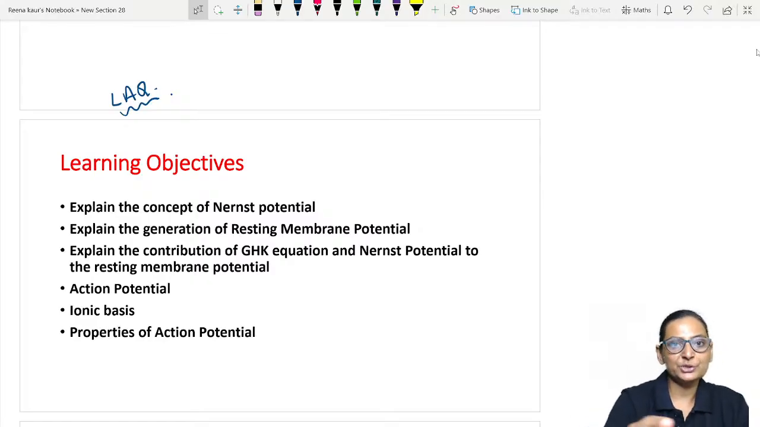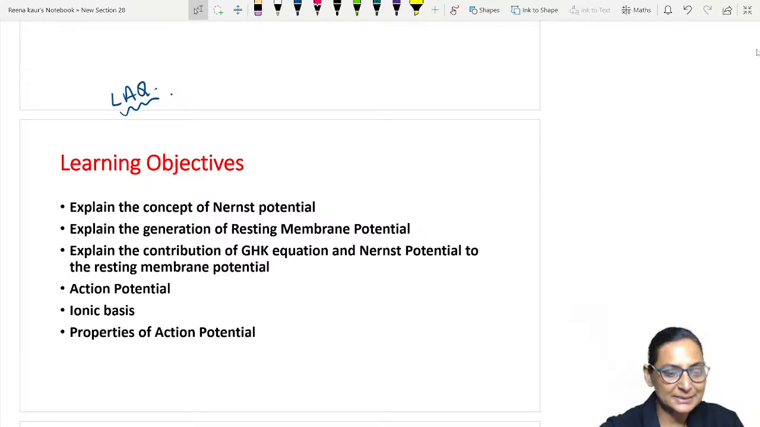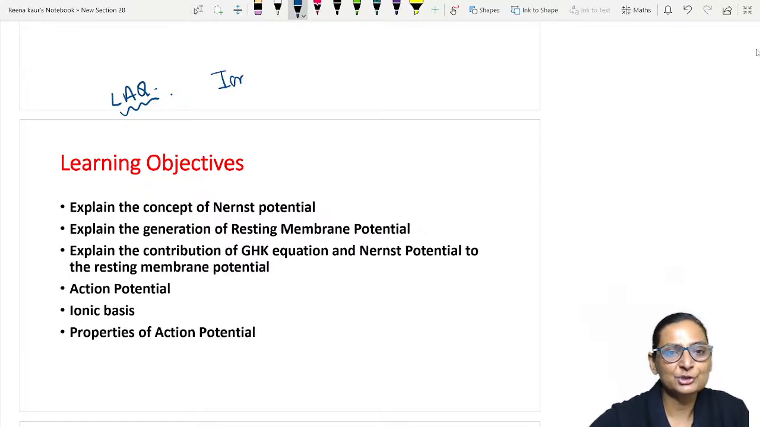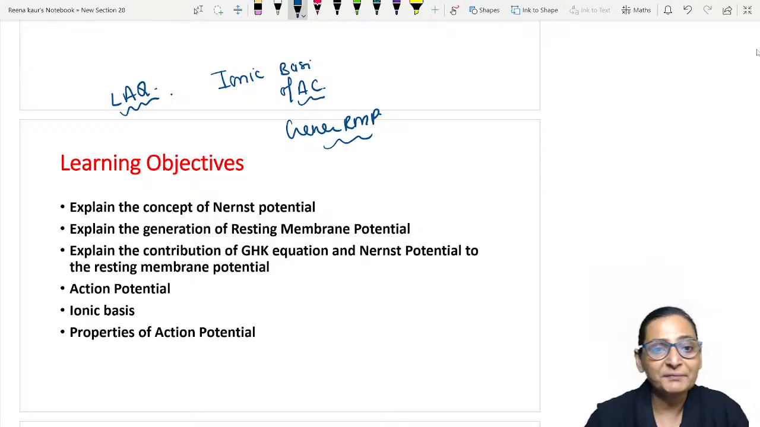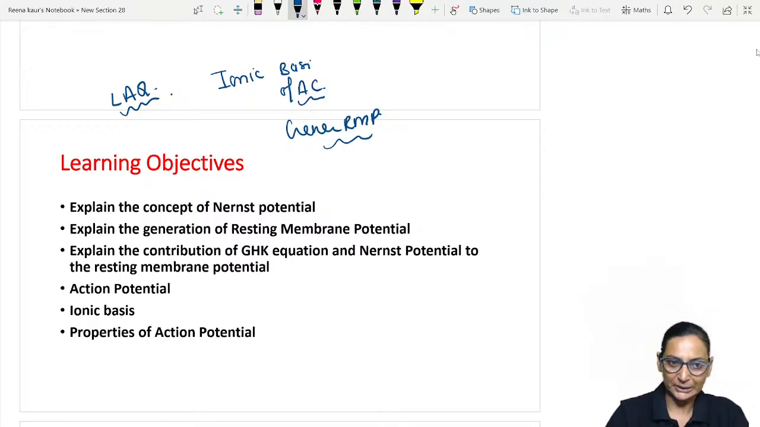Especially the question which you get is the ionic basis of action potential. Ionic basis of action potential. और आपको एक और क्वेश्चन आता है, generation of RMP. What are the factors that affect the generation of RMP? That is the resting membrane potential.